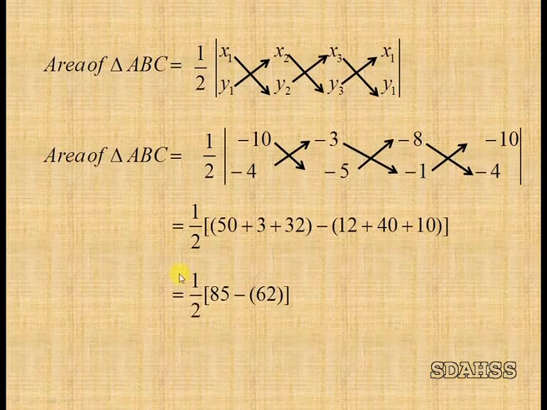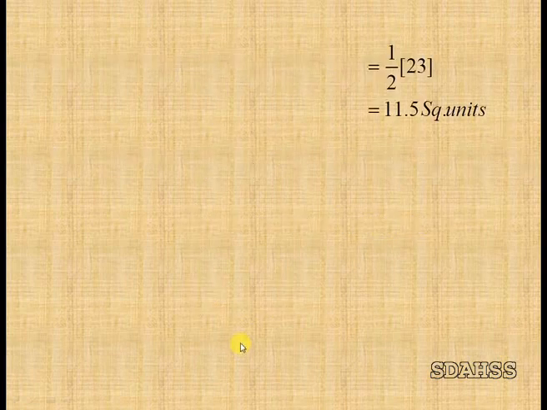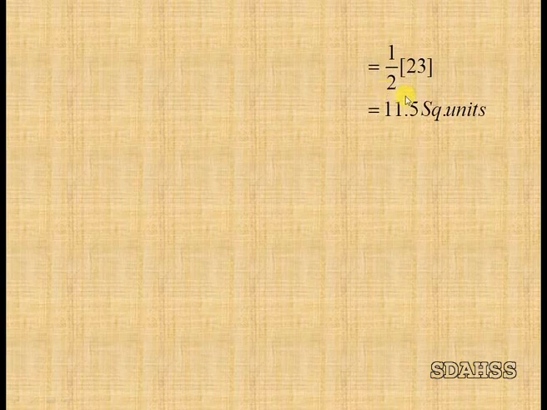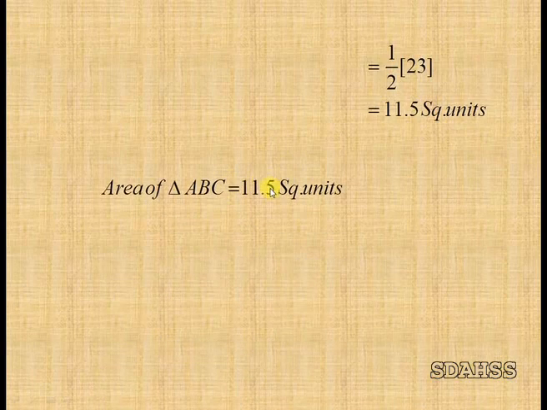Then simplify. Half, 50 plus 3, 53. 53 plus 32, 85. Minus 40 plus 12, 52. 52 plus 10, 62. So 85 minus 62, 23. Half into 23, if you divide, you will get 11.5 square units. So area of a triangle ABC equals 11.5 square units.